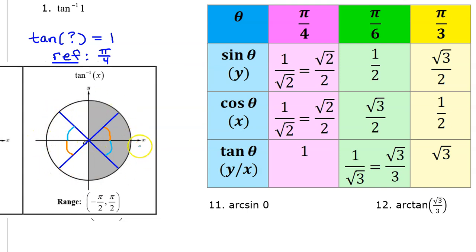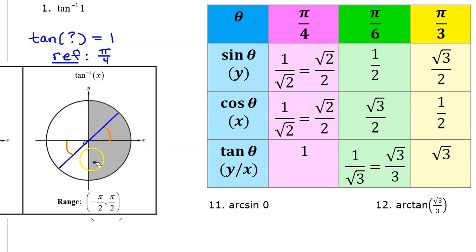Between 0 and 2 pi, there are 4 angles with a reference angle of pi over 4. There's 1 in every quadrant. The tangent of any of these angles will either be positive 1 or negative 1. In this case, we want the tangent to equal positive 1. And we know that tangent is positive in quadrants 1 and 3, where the slope of the terminal side is positive. So that eliminates these 2 possibilities.